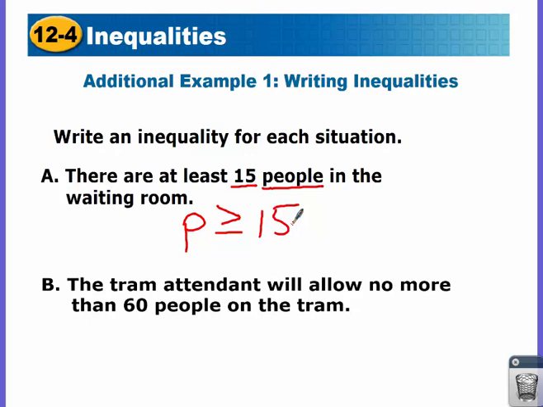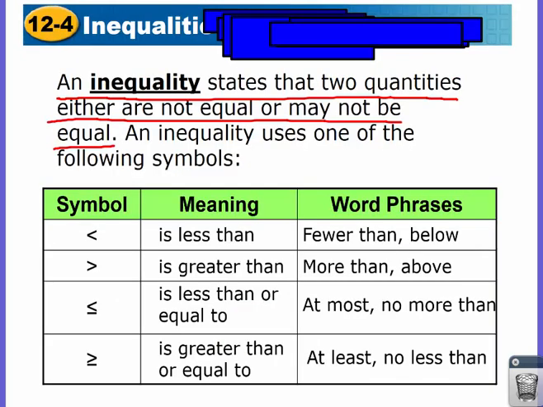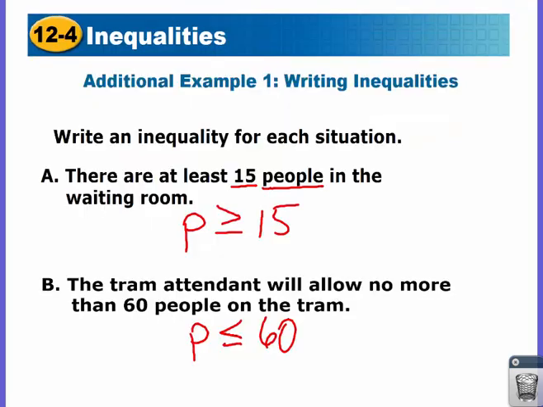B, the tram attendant will allow no more than 60 people on the tram. Again, we do the same thing. We're talking about people, so I'm going to use P as my variable. I'm going to put 60 down. It says the tram attendant will allow no more than 60, so this 60 becomes what we call a maximum number. We can't have any more than 60 because it is too many. So this value must be less than or equal to. If we look back at our phrases, no more than fits. So our statement is less than or equal to, and 60 would actually work.